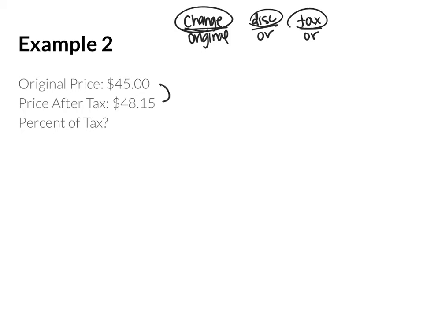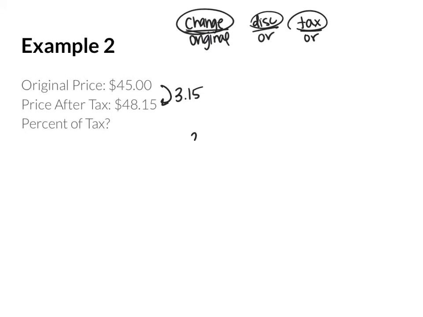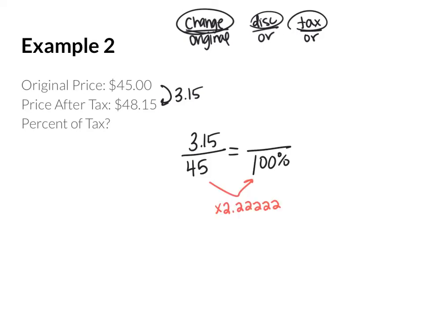So this item has changed by $3.15. Let's compare that to our original. $3.15 compared to $45. And I want to know what that would be out of 100%. 45 goes into 100 2.2 repeating times. Now, technically, as a fraction, that would be 2 and 2/9 times.